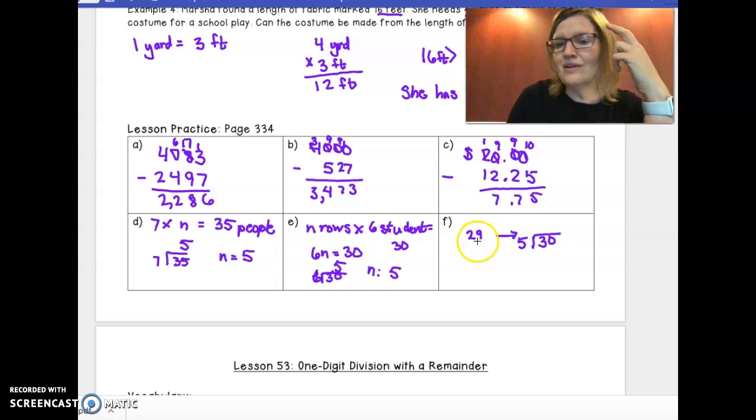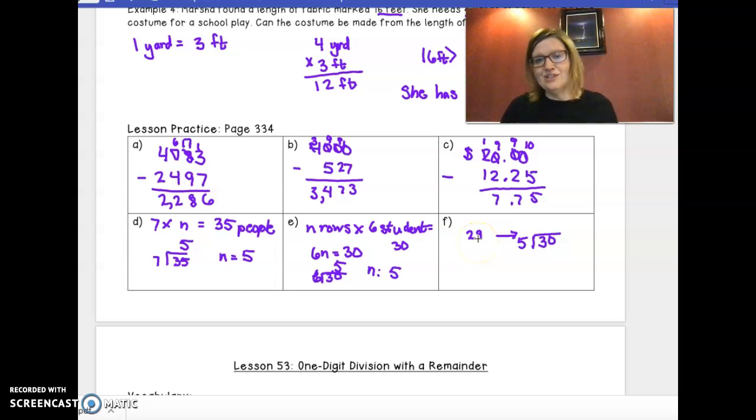29 is a prime number, it cannot be divided into anything, it doesn't have any factors to break it down. But I do know that I can change this into something closer to 30. So let's pretend we have about 30 kids and we're dividing them into 5 groups. I know that 30 can be divided by 5 6 times. It's beautiful. And so there are about 6 kids in each group.